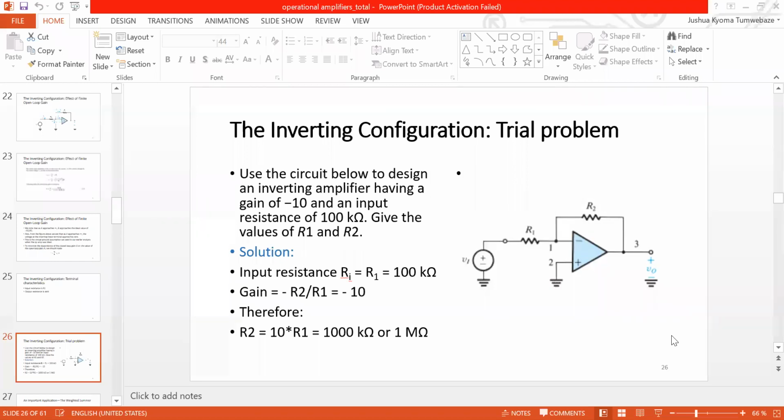is taken at the terminals of the ideal voltage source, which is A into V2 minus V1, then the output resistance is 0. Okay. Yes, that is what it is.